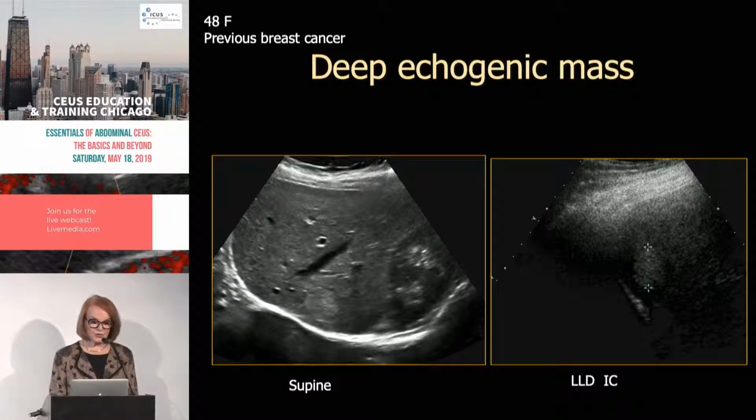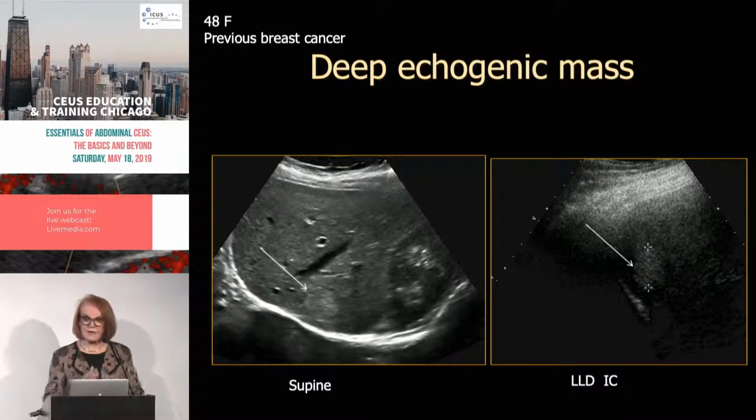This is a patient who's 48 years old, has a previous breast cancer, and she presents to emergency with abdominal pain. So not things related to her liver, really. And so they see this deep echogenic mass in her liver. That's well over 10 centimeters, and she's quite a big girl, and her liver looks quite nice. But when we turn her into left lateral decubitus and we go intercostal, you can see that we've made the depth of the mass less than half of what it was when she's lying on her back.